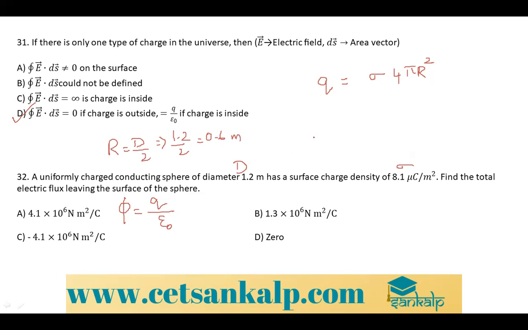So substitute that: 8.1 into 10 to the power minus 6 into 3.14 into 4 into 0.6 the whole square. Solve and simplify it. I think you will get 36.6 into 10 to the power minus 6 coulomb. That is the Q value. Good.